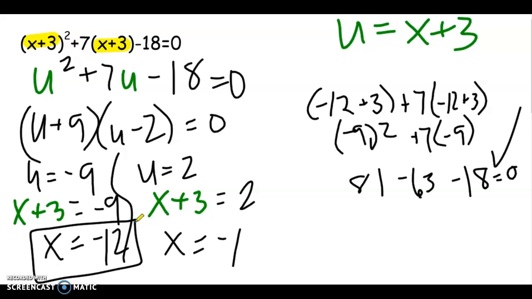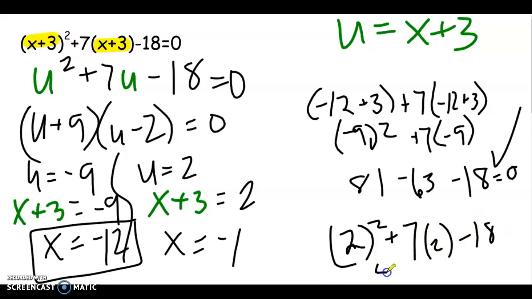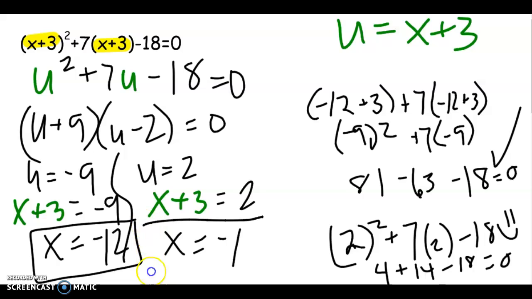Now let's check negative 1. So negative 1 plus 3 is 2. Squared plus 7 times negative 1 plus 3 is 2 again, minus 18. So 4 plus 14 minus 18, does that give me 0? Yes! All right, so everything works. So there's a 10-minute lesson on U substitution. It just is a way to make a problem prettier than it originally was.